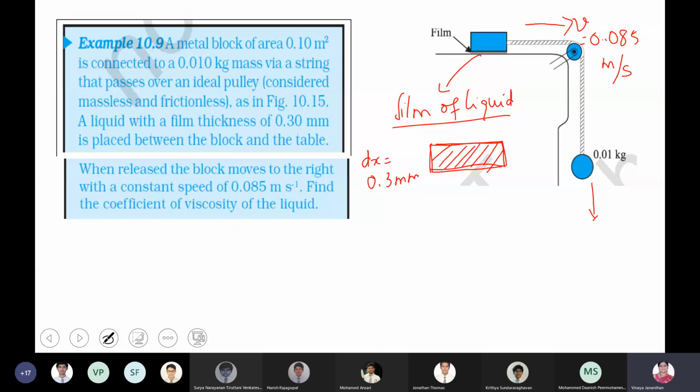Do you get the picture of the question? I'll give you a few minutes.